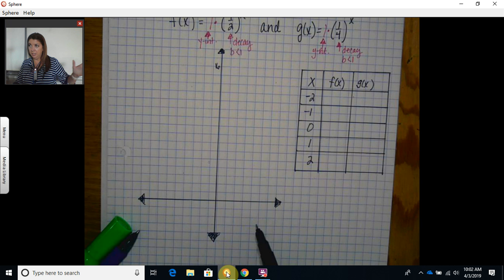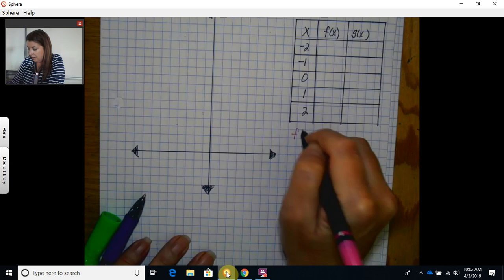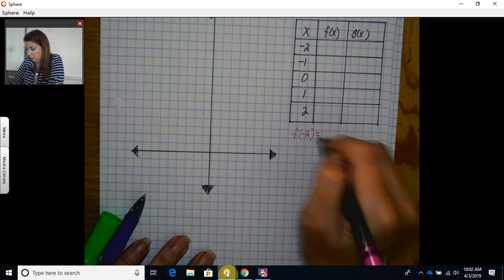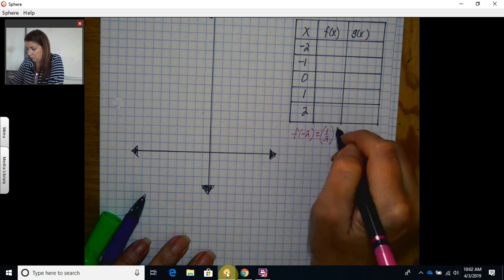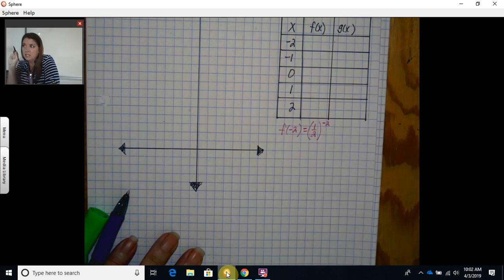So I'm going to do f of x first. I'm going to find f of negative 2, and I'm substituting that into 1/2 raised to the x. In this case, that would be negative 2. Now remember, 1 is being raised to the negative 2, and also 2 is being raised to the negative 2. So the numerator has a negative exponent, and the denominator has a negative exponent. When you're doing negative exponents, people say just flip the fraction. Well, not necessarily, but if your numerator and your denominator have a negative exponent, then yes.